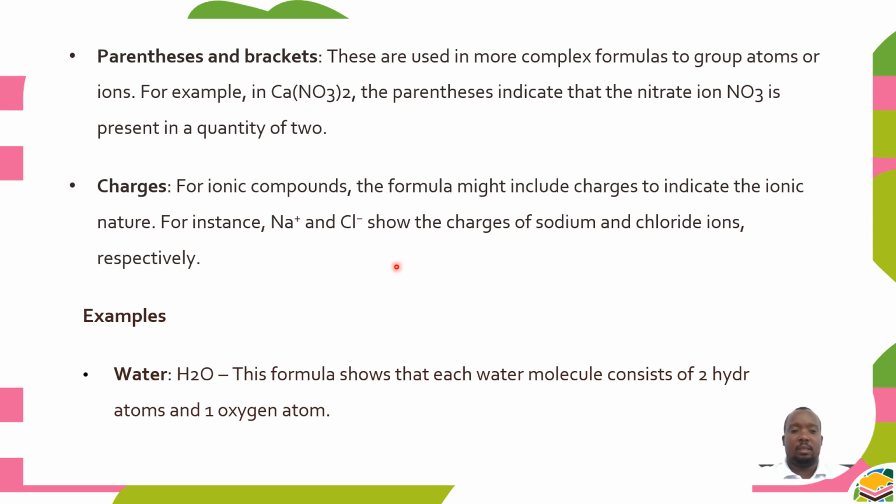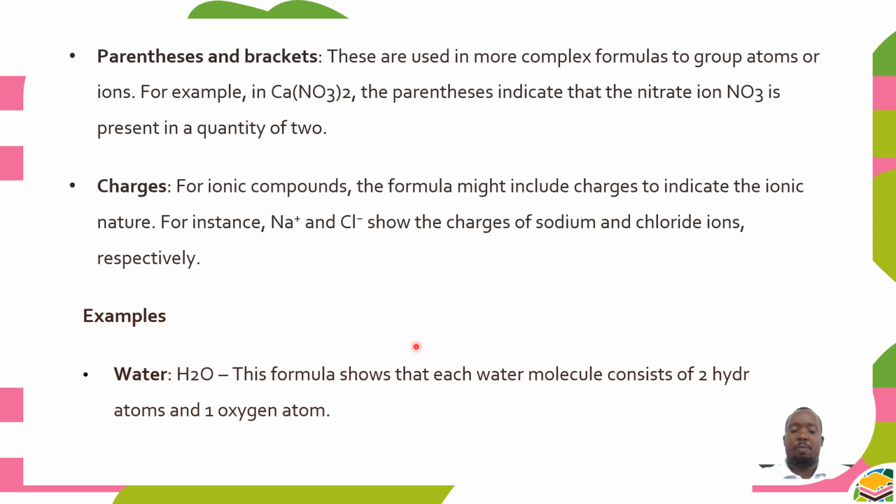Then we also have charges. For ionic compounds, the formula might include charges to indicate the ionic nature. For instance, you have Na superscript positive and Cl superscript negative. These are the charges, meaning that sodium has a positive charge and chlorine has a negative charge. And when we start looking at ions, you can no longer call this chlorine, but it is a chloride ion, and this is a sodium ion. So it shows the charges of sodium and chloride ions respectively.